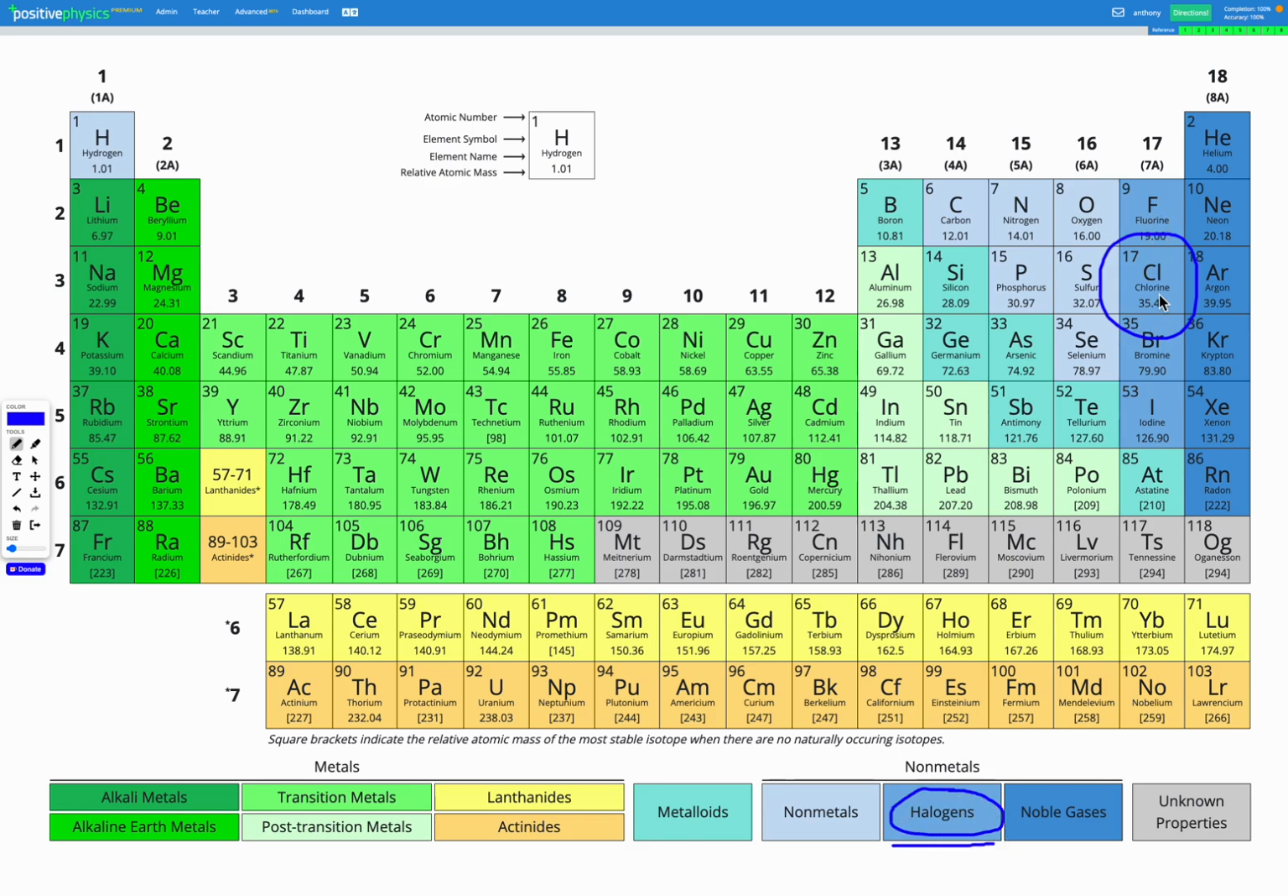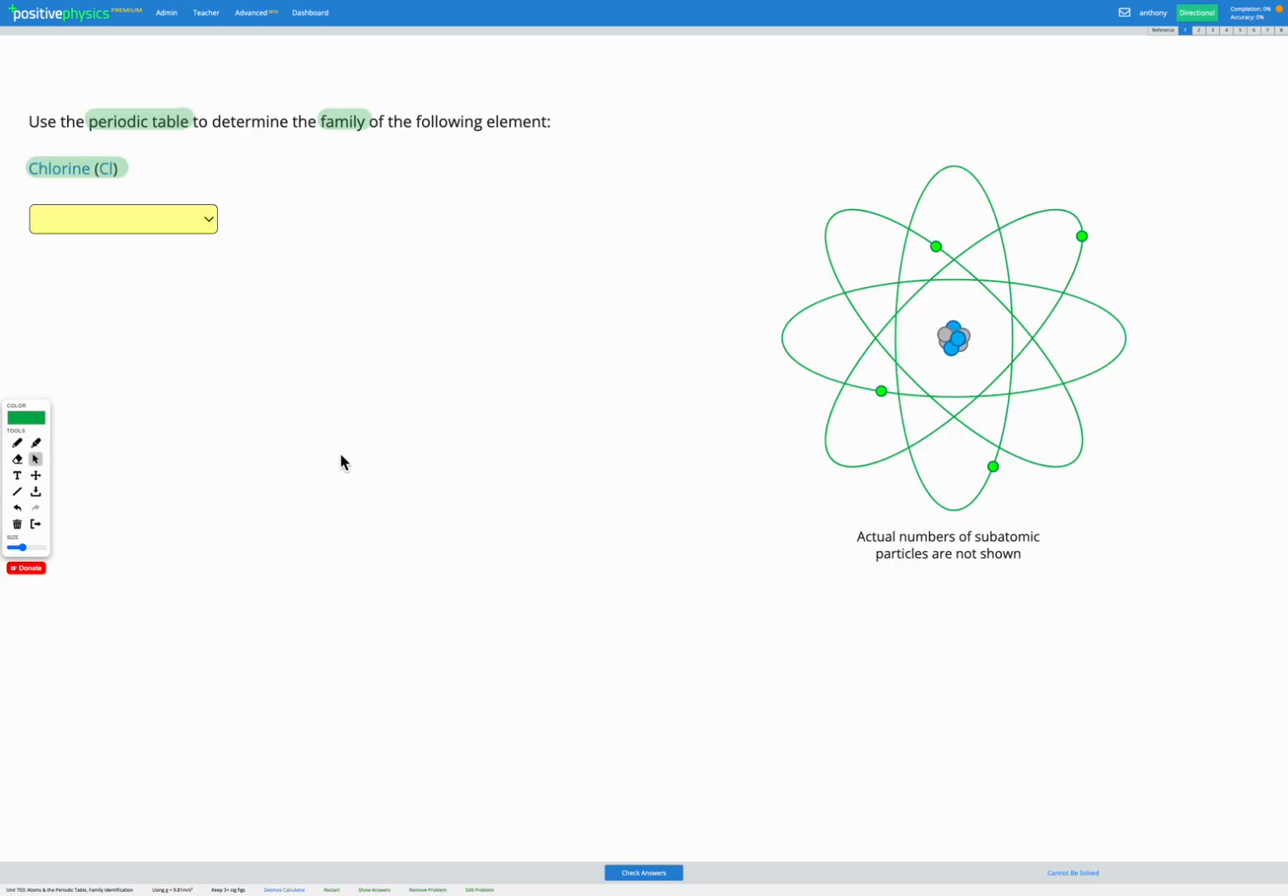So all those that are in that color, fluorine, chlorine, bromine, and iodine, those are all halogens. So the family for chlorine, which we can fill in our answer, is going to be halogen.